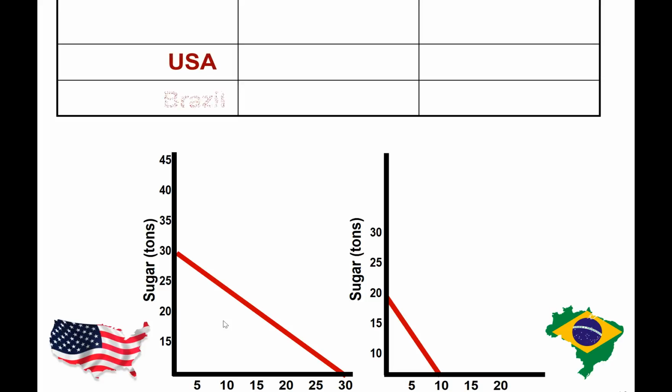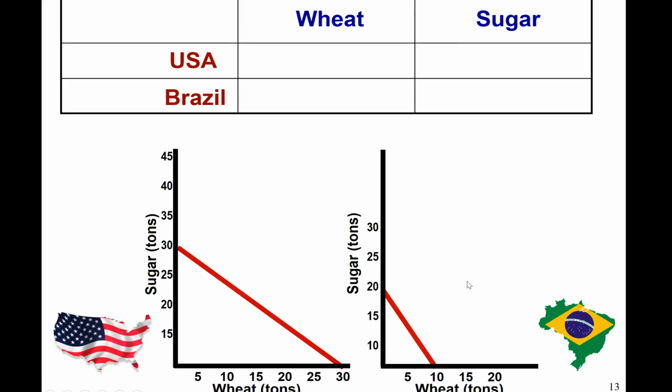This is a great example. You've got two countries here, USA and Brazil. They both produce wheat and sugar. From the production possibilities frontiers below, we can see what their maximum production is, given that they're using all of their resources. The United States, using all of their resources, can produce 30 tons of sugar and 30 tons of wheat. Brazil, on the other hand, can produce only 20 tons of sugar and 10 tons of wheat, using all of their resources.